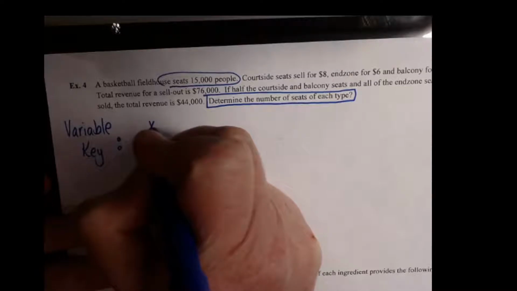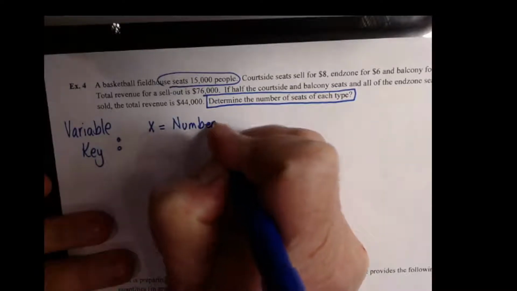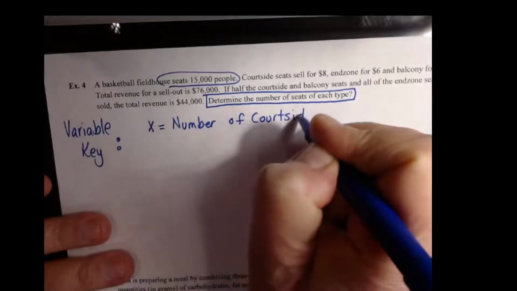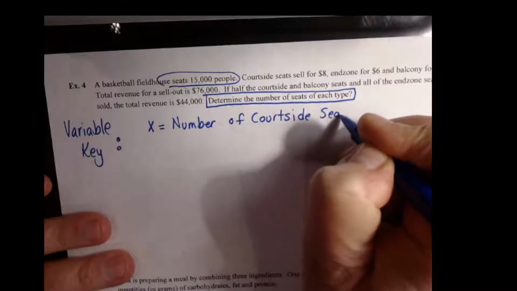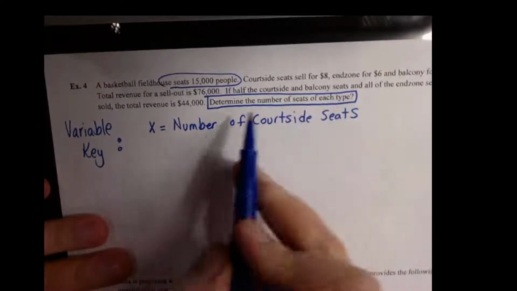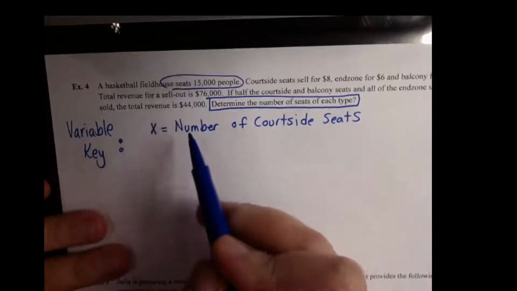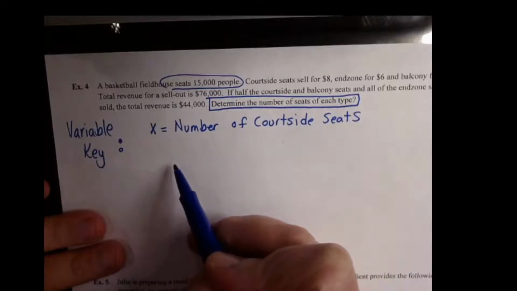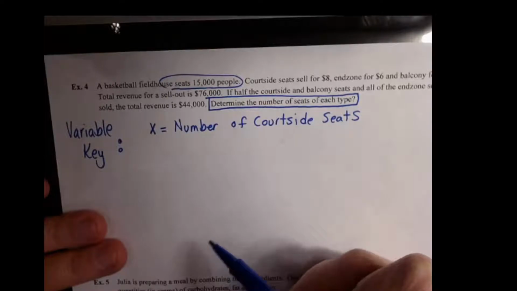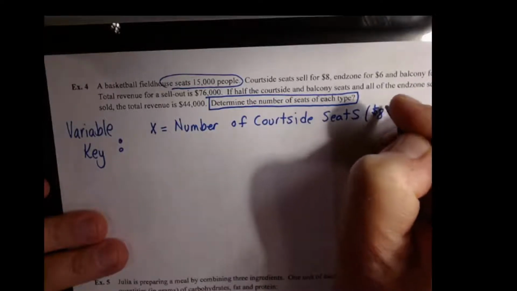So maybe I'll let my X equal the number of courtside seats. That's why I read the question first, because otherwise I wouldn't know, is it the amount of people attending, the amount of people not attending, the amount of people that hate basketball? No, it's not about people. It's the number of seats.